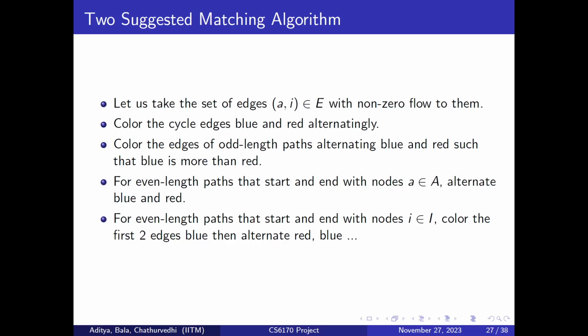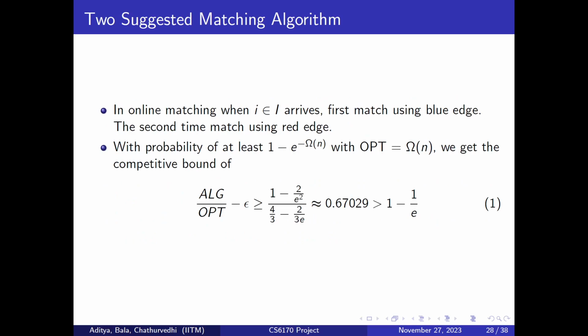So we have the set of edges which belong to E but have a non-zero flow, and we color the cycles and the paths in a given manner. For all the cycle edges, we color them blue and red alternatingly in any given order. For all the odd length paths, we color them alternately blue and red with more blue than red. For the even length paths starting with nodes from advertisers, we alternate them from blue and red. And for all the ones starting from the nodes in the impressions, we color them first two blues, then alternately red and blue.